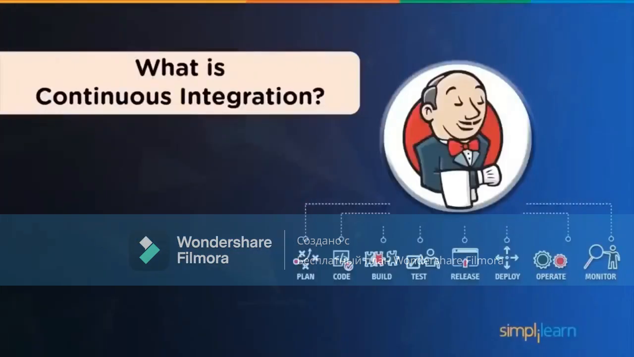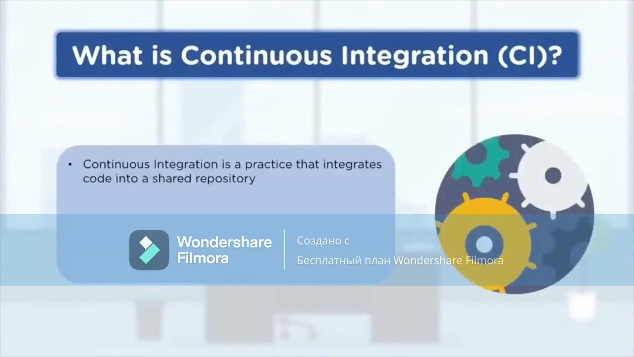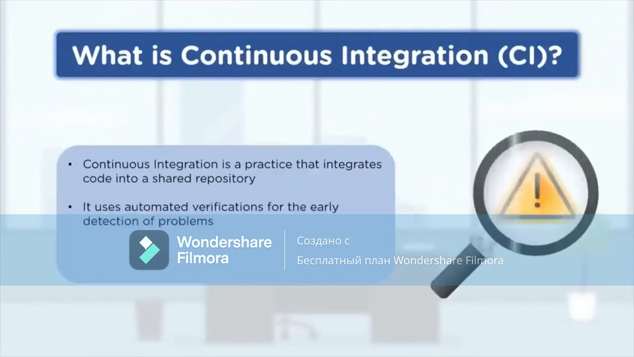Now let's talk about what continuous integration is. Continuous integration is also known as CI. You can see that a lot of tools are named CI, but they are referring to continuous integration only. So continuous integration is a practice that integrates the source code into a shared repository, and it is used to automate the verification of the source code. So it involves build automation and test case automation.